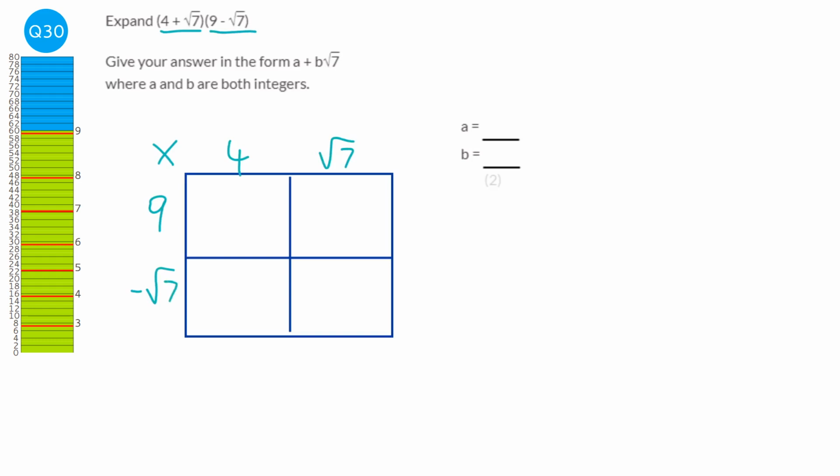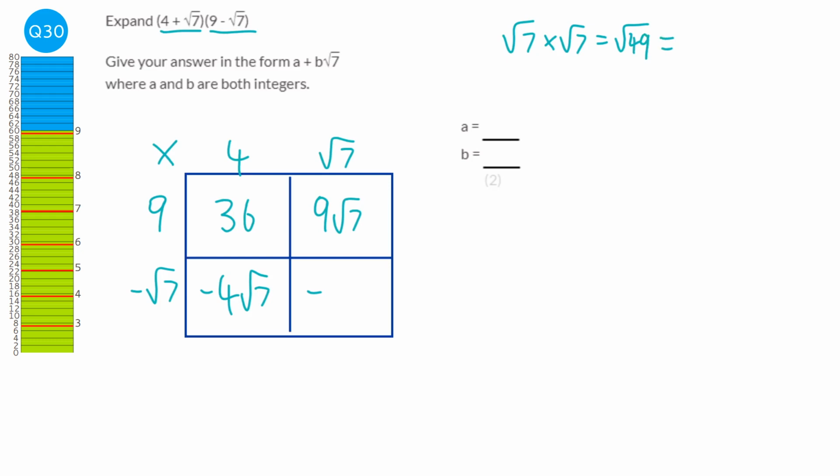So we're going to do 9 times 4, which is 36. 9 times root 7, which is just 9 root 7. 4 times minus root 7, so that'd be minus 4 root 7. And then minus and a positive make them negative. And then root 7 times root 7 is just going to be root 49 because you times together the number inside the surd. And then root 49 is just 7, so that's going to be minus 7. Then we can add these two together, which will give us 29.